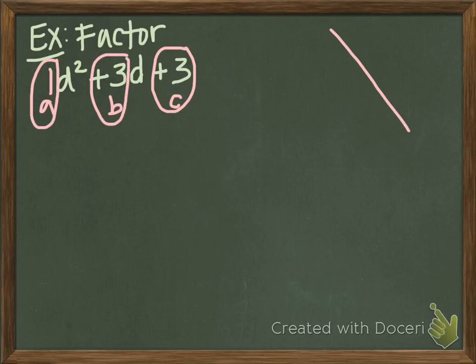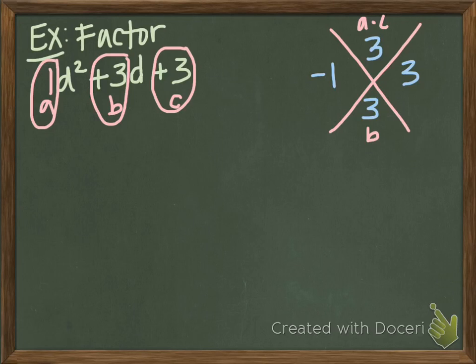Step 3, set up your X. Put A times C on the top, B on the bottom. A times C is going to be 1 times 3, which is 3. B is also 3. So now I've got to think of numbers that multiply to make 3 and that add to make 3. The only numbers I know that multiply to make 3 are 1 and 3. But those add to make 4. Well, what if I made them both negative? That would still multiply to make positive 3, but those would add up to a negative 4. So there's no other factors of 3, which means that this example is not factorable.